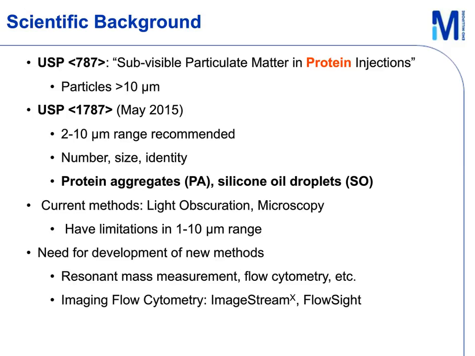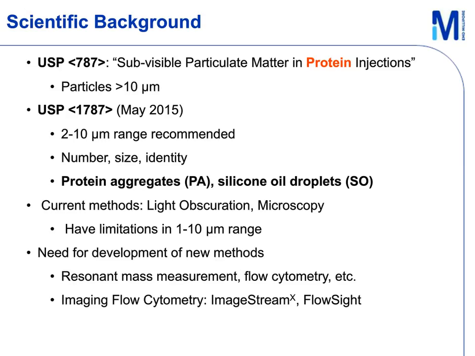As many different types of particles can be present within these formulations, some of which may be more or less harmful than others. The two most important particle types of interest are usually protein aggregates due to their potential immunogenicity, and silicone oil droplets, which can form during drug storage in siliconized syringes and are generally considered innocuous.